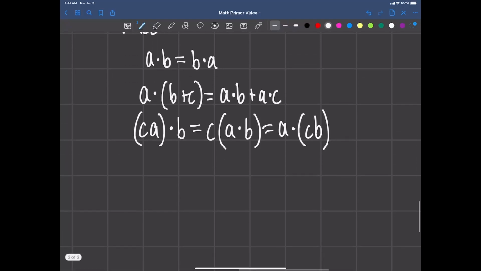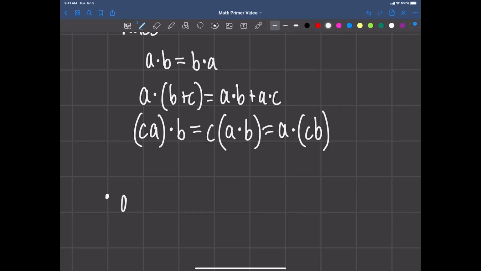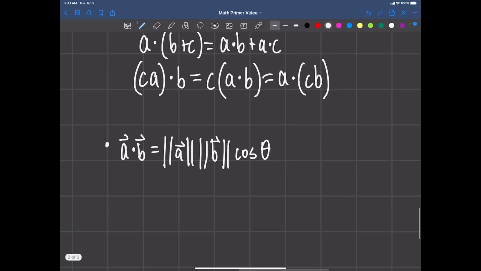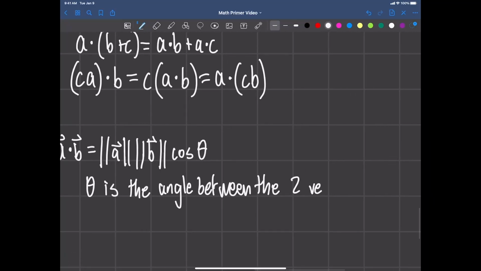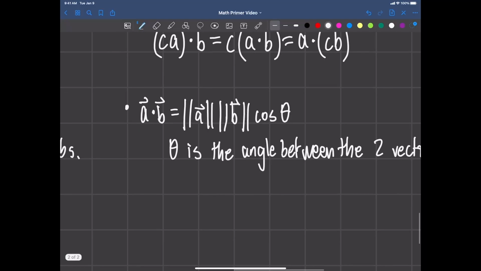Another way to calculate the dot product is A dot B is equal to the magnitude of A times the magnitude of B times cosine theta, where theta is the angle between the two vectors. Now, what's the dot product when theta is 90 degrees? Something to think about.